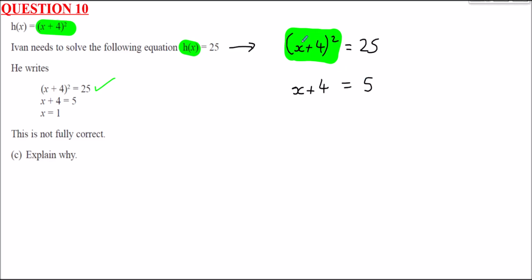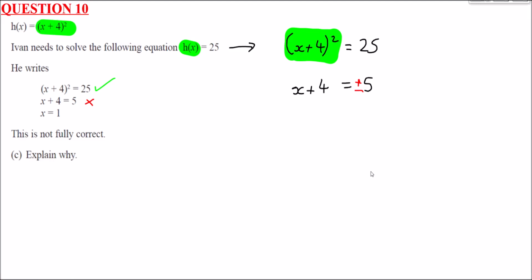However, if x plus 4 were negative 5, negative 5 squared would be negative 5 multiplied by negative 5, which would be positive 25. This is a general rule with maths. When we square root something, we need to consider both a positive and negative square root. Ivan has not done that. That's his mistake. So it's not fully correct. Explain why.